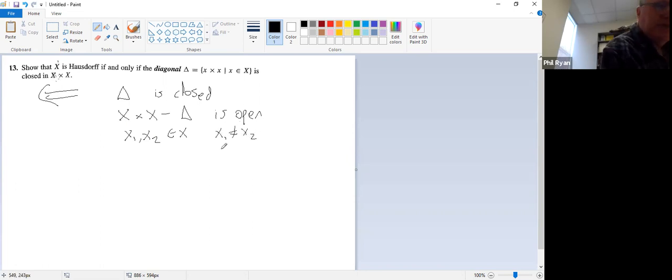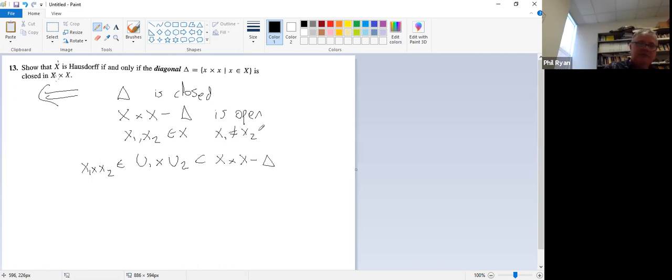Okay, I guess we have to start off by assuming that the set has more than one element, otherwise this is kind of trivial. So since it's open, there's some basis element u1 cross u2 that contains x1 cross x2 and is contained within the complement of the diagonal, just because it's an open set. So xi is an element of ui.